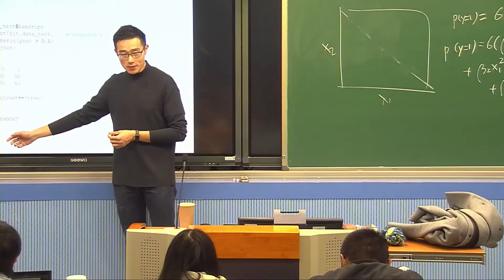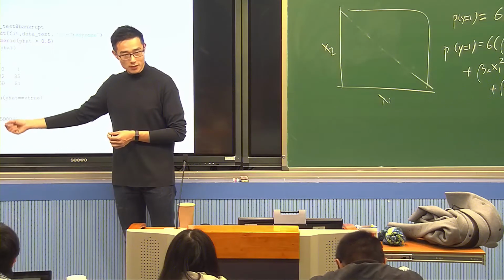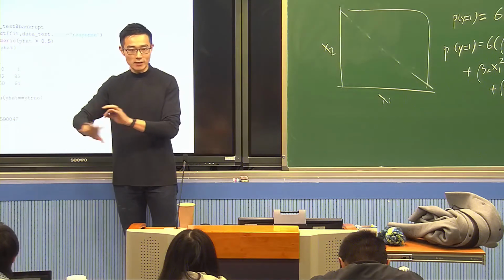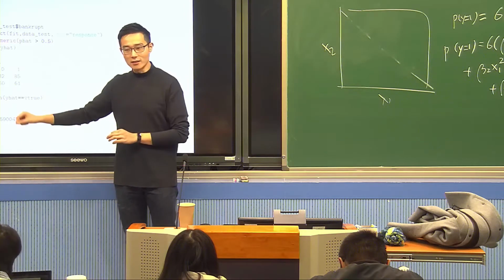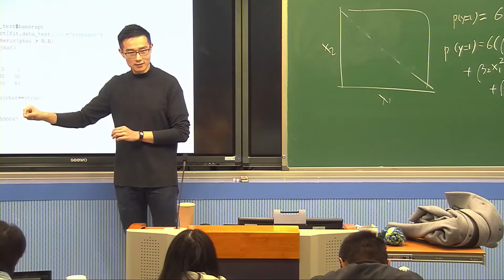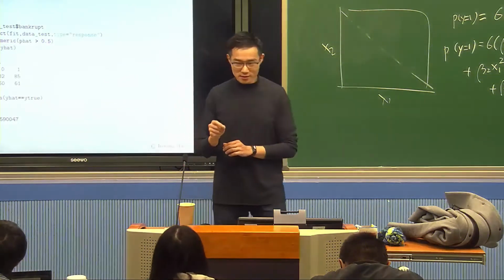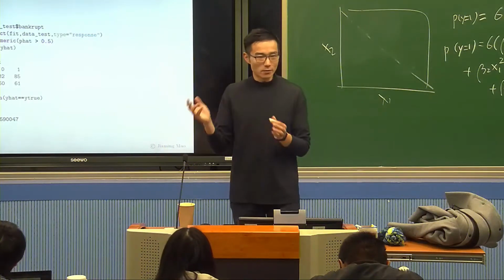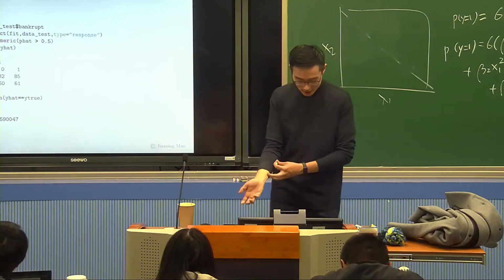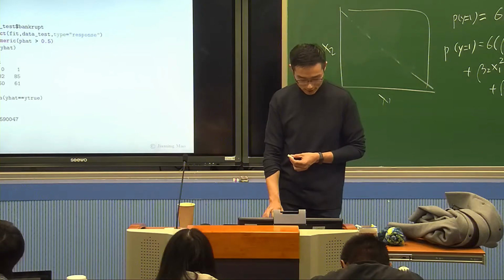Because the bankruptcy rate is only 7%. I can have an extremely stupid predictor that says nobody is going to go bankrupt. I just have a predictor that says nobody is going to go bankrupt, and it will only make 7% mistakes. And right now we have 8% mistakes. So this logistic regression is worse than a predictor that simply says nobody ever goes bankrupt. So this is actually a pretty bad result.